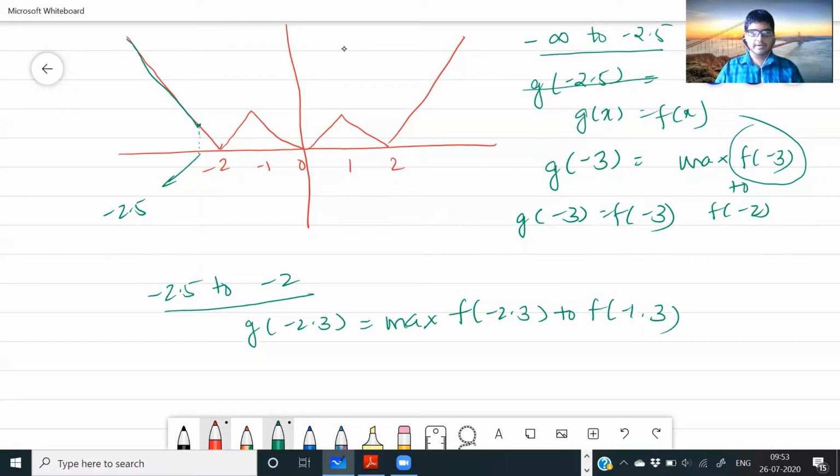So what I want to say is that for any x between minus 2.5 and minus 2, this portion of the graph would be drawn. At minus 2, g(-2) will be equal to f(-1). g(-2.3) would be f(-1.3). So in the region of minus 2.5 to minus 2, g(x) would be this graph, which I have drawn in green. Okay, now let me go to the next region. Let me clear this.